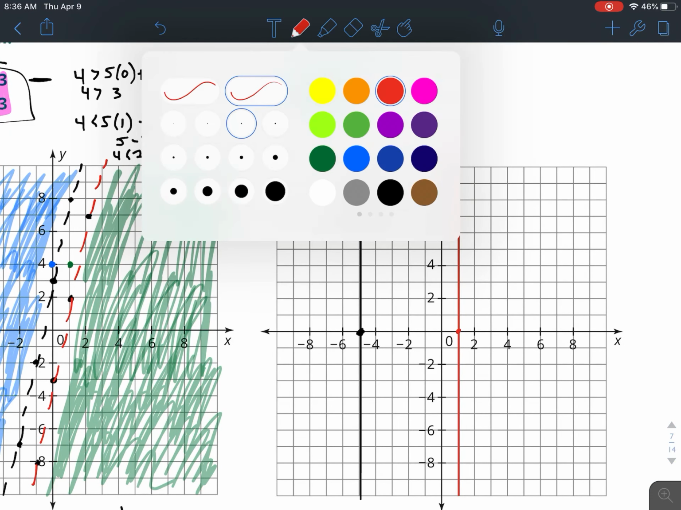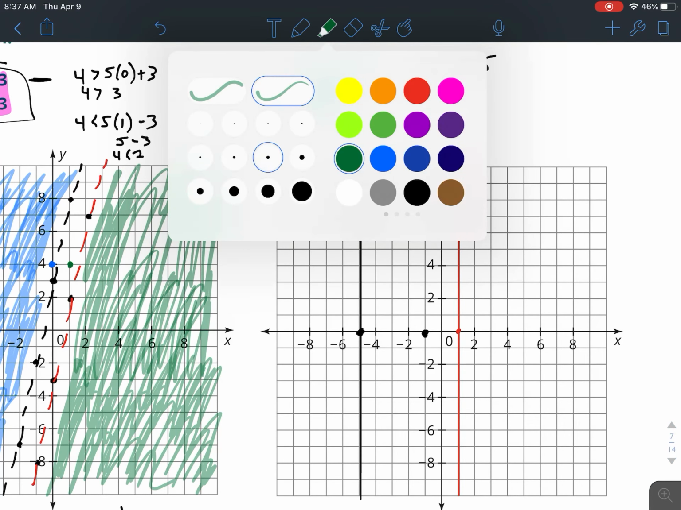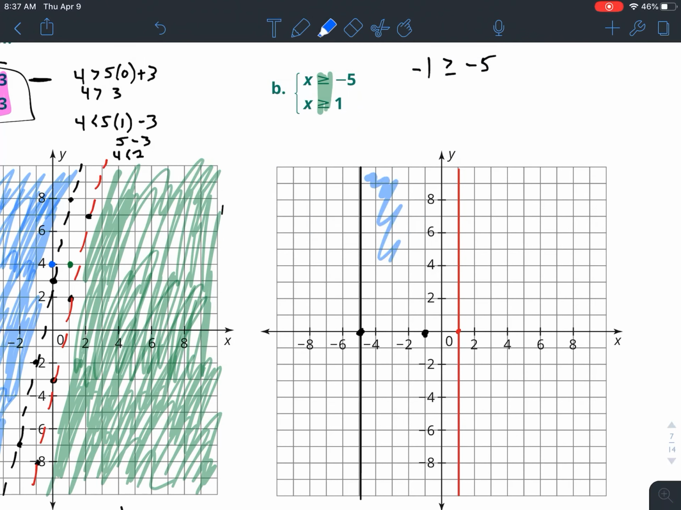Okay, so I'm going to go back to blue or black. I'm going to pick a number to the right of the black line. So we're just going to say, let's go with negative 1. Okay, negative 1 is greater than or equal to negative 5. That is true. While number 1 is smaller than 5, because it is a negative 1 and negative 5, negative 1 is a bigger number. So we know the right side works. So I'm going to color that in, let's just go with that in blue. Okay. So any number to the right of this works.